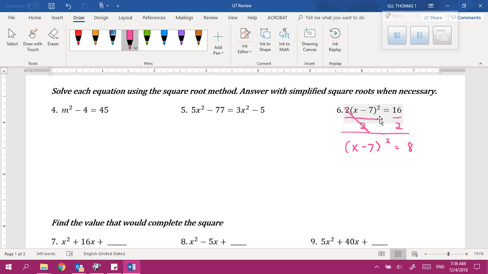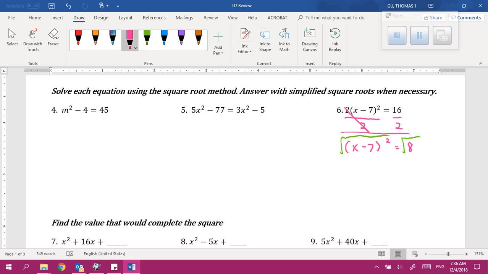And so now we're just trying to get the x by itself, right? So what should we do next? What are we trying to get rid of here? The squared. How do you get rid of the squared? Square root. So we're going to square root both sides?